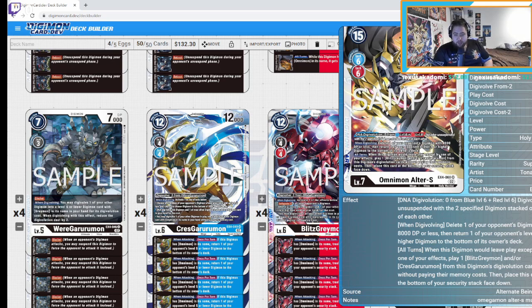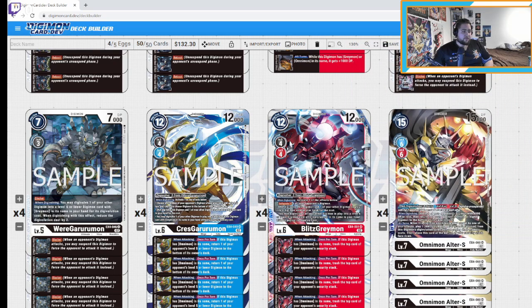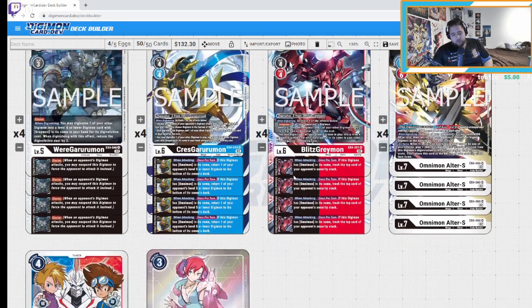Play 1 Blitz Greymon and 1 Crest Garurumon for its evolution cards without paying their memory cost, then place this card at the bottom of your security stack face down. So you heal a card and then you play out these both. They both don't have an on play effect sadly, but you have them on board. You can cross again, DNA Digivolve again into your Omnimon.